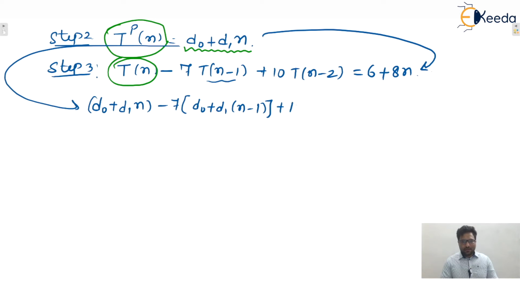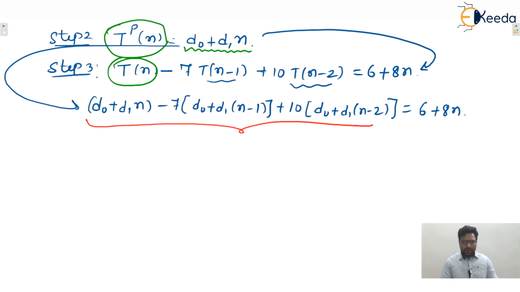And it becomes 10. Yes, T of n minus 2 becomes d naught plus d1 n minus 2. And that is equal to 6 plus 8n, isn't it? Now simplify, nothing else. Simplify the left hand side and finally equate with the right hand side. So after simplification, you will see this becomes what?